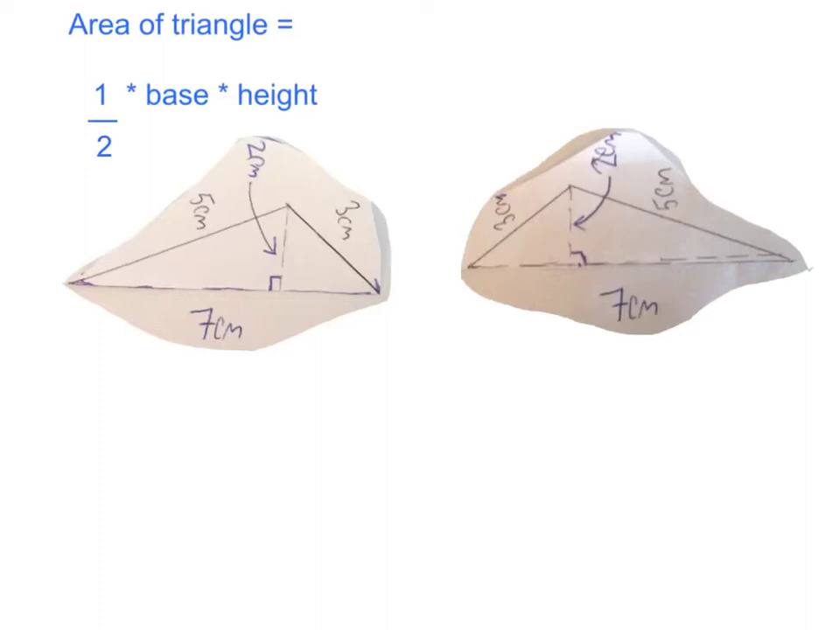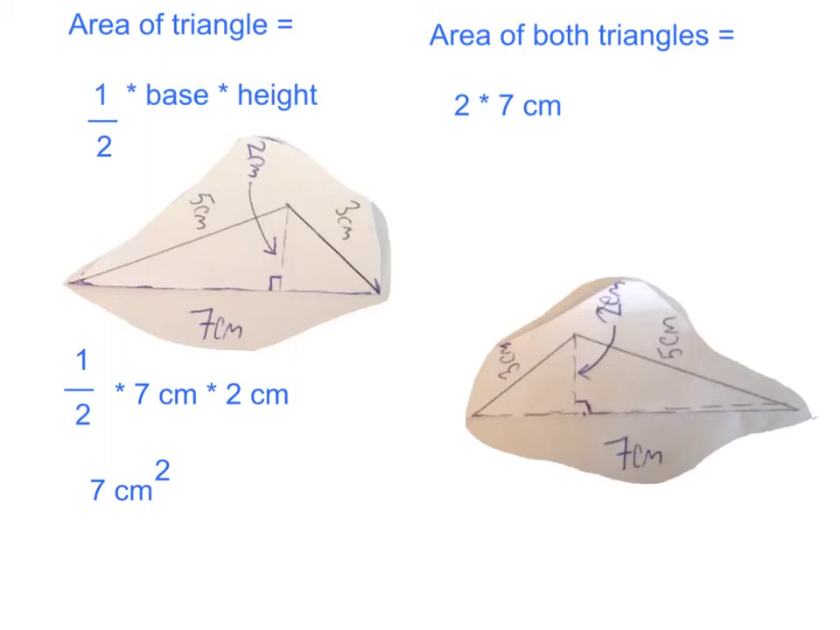Well, to find the area of the two triangles, we just multiply our 7 centimeters squared by 2. And 2 times 7 centimeters squared is 14 centimeters squared. And keep in mind that 14 centimeters squared is the area of both triangles, which, remember, both triangles are represented by that whole kite. So the area of our kite is just 14 centimeters squared.